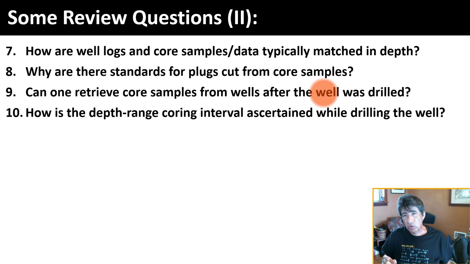The only problem is that the core samples are now going to be in a specific direction, but we can anticipate the azimuth of the location of the sample. So we can do that after the well was drilled, but it's more expensive, and potentially the core samples are a little bit more disturbed than what they would be if we would retrieve cylindrical core samples, whole core, that is to say. And I'm also asking here, how is the depth range of the core interval ascertained while drilling the well?